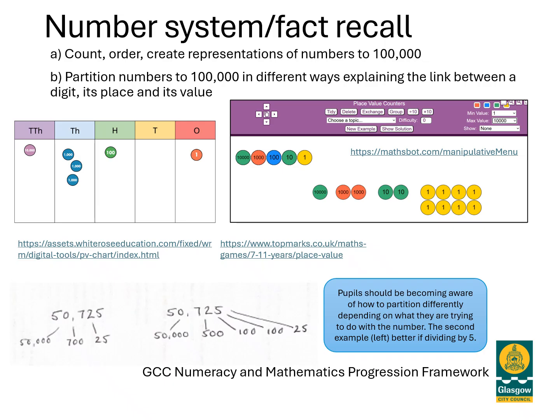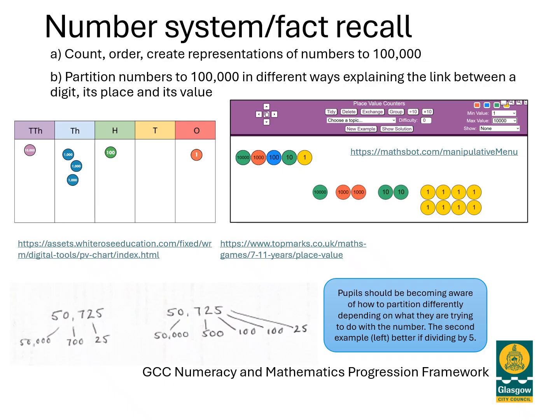So just a reminder of those visuals, those concrete or pictorial examples that can support the extension of our pupils' awareness of the number system right up to 100,000. So using place value counters or digital versions of that really helps them to understand that link between a digit, its place and its value, and place value charts will also support with that.